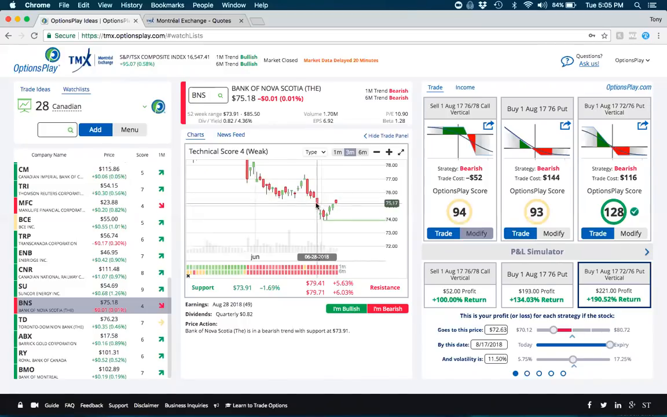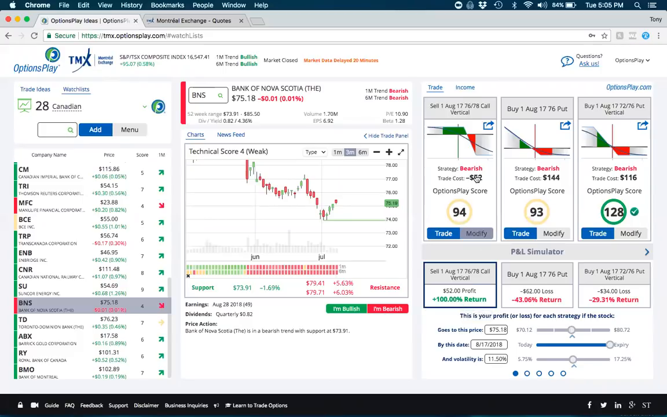So like I said, the first scenario is where the stock stays where it is and doesn't really move anywhere. What happens? Here, I'm going to say what happens if Nova Scotia stays exactly at 75.18 between now and expiration, which is roughly a month and a half away. As you can see, if I had bought this put, I'd lose 43%. If I bought the spread, I'd lose 29%. If I traded this credit spread, I'd make a 100% return.